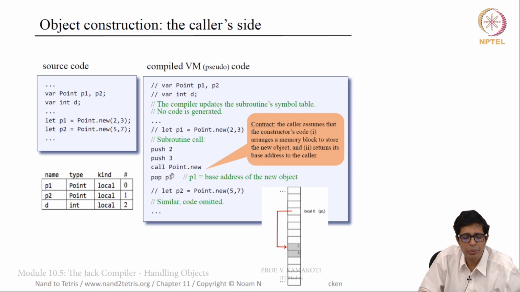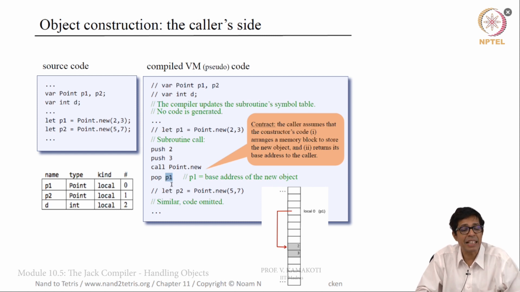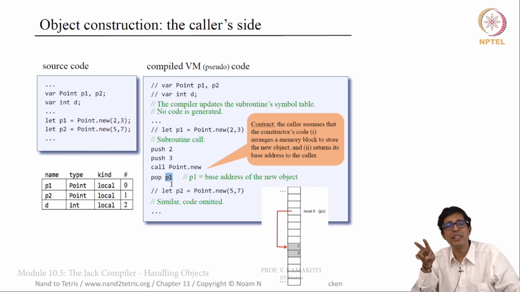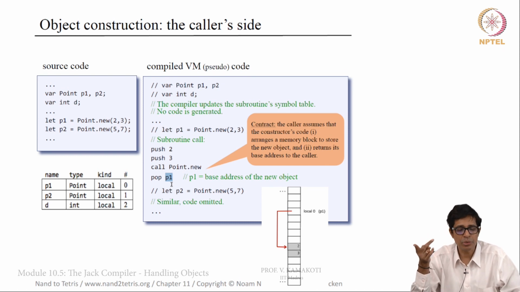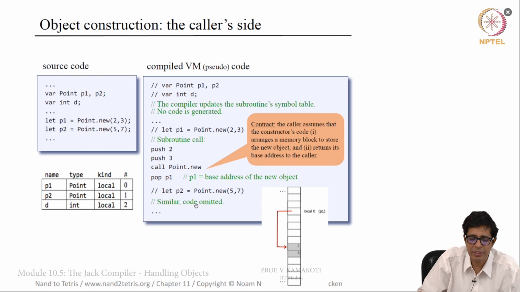So what will happen, call point.new 2, and after this call finishes, what will be available? The base address of the point will be available, and I say pop back to P1. So P1 will store the base address where the 2 points are stored. That is what we need here, and similarly there is code here. So this is basically what we need to get here.